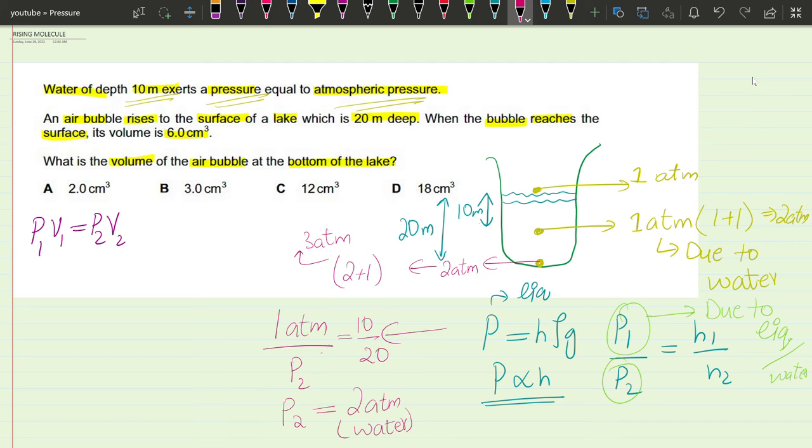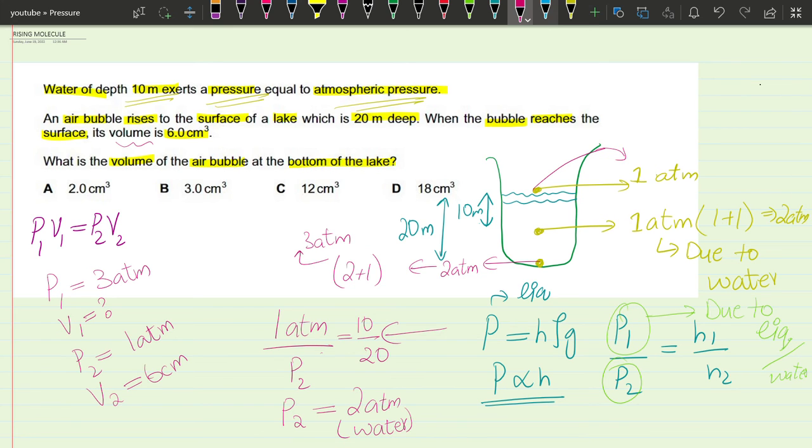After finding this, we will add 1 due to the atmospheric pressure that is being applied at any level of the water. Now we know that P1 is equal to 3 atm. V1 is unknown, while we know that P2 is 1 atm. How is it 1 atm? Because at the surface it was 1 atm. And V2, given in the question, is 6 centimeter cube.